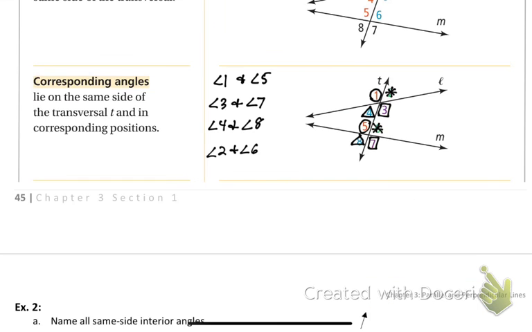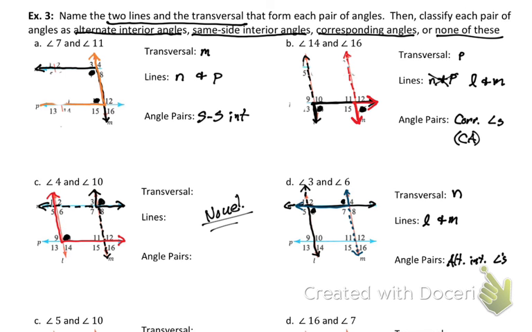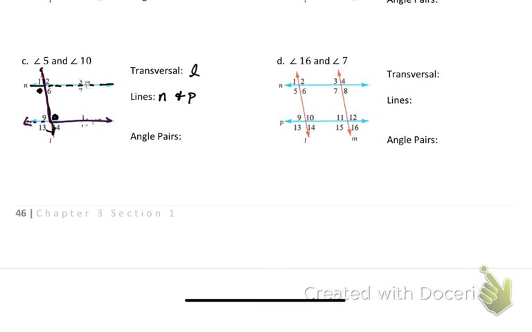Okay. All right. So who agrees that these are alternate interior angles? Or who disagrees? You gave it to me. Why are you disagreeing with yourself? Wait, aren't they in the same interior? Yeah, they're the same interior, but are they on opposite sides of the transversal? Oh, okay. You just argued with yourself, didn't you? Alternate interior angles is correct.